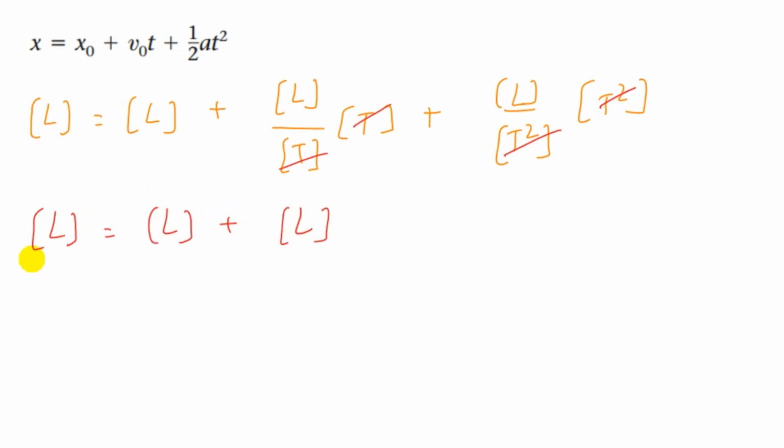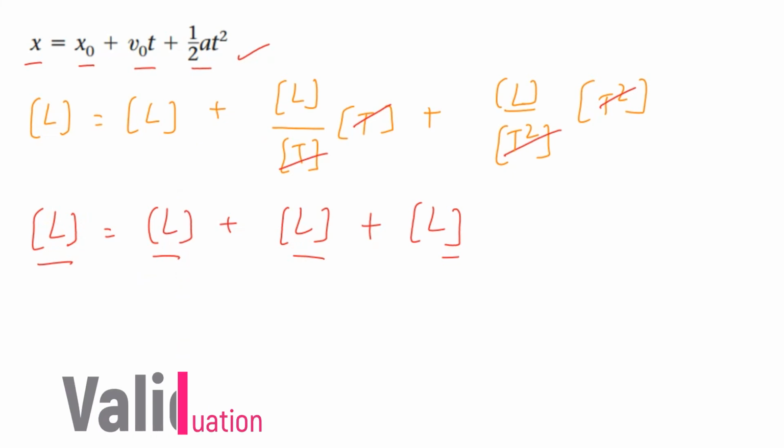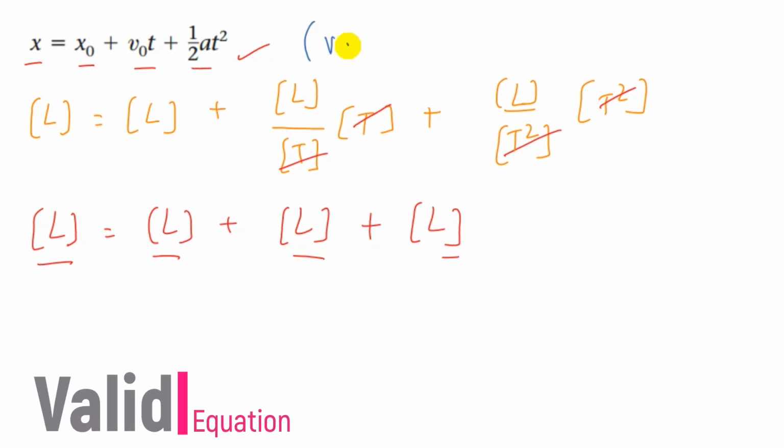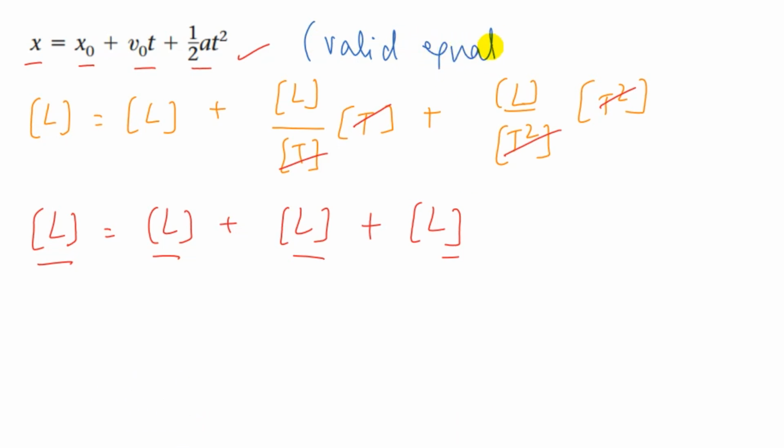And here we see that the dimension of each quantity in this equation, sorry, I left out one L here. So here we can see that the dimension of each quantity in this equation is L. So this equation is a valid equation because each term has the same dimension.